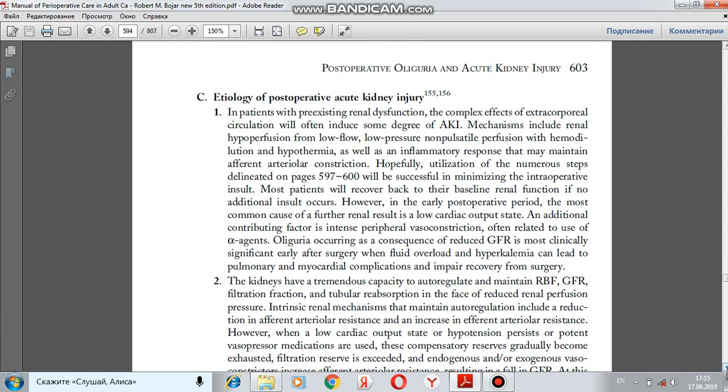Most patients will recover back to their baseline renal function if no additional insult occurs. However, in the early postoperative period, the most common cause of a further renal insult is a low cardiac output state. An additional contributing factor is intense peripheral vasoconstriction, often related to use of alpha agents. Oliguria, occurring as a consequence of reduced glomerular filtration rate, is most clinically significant early after surgery when fluid overload and hyperkalemia can lead to pulmonary and myocardial complications and impair recovery from surgery.